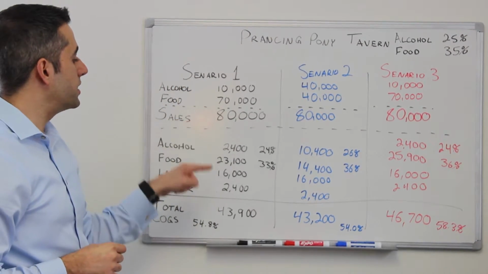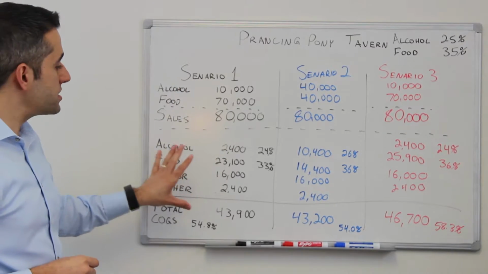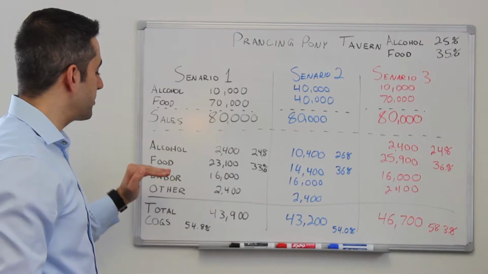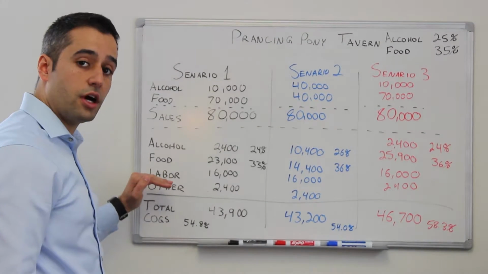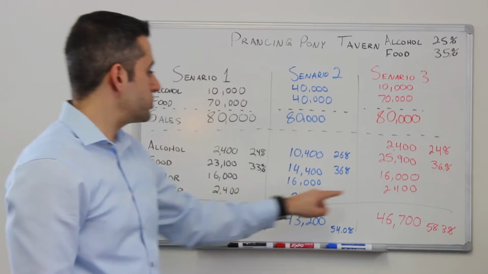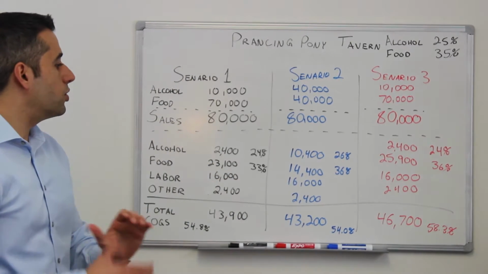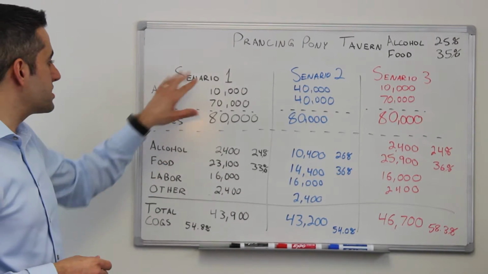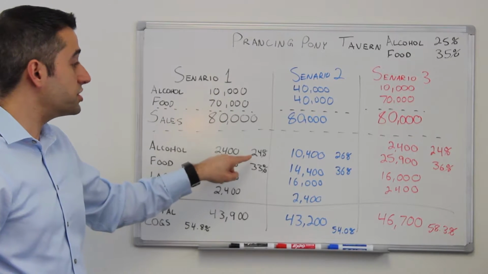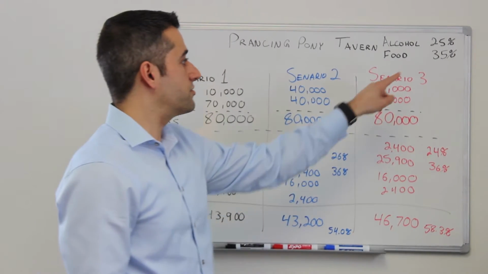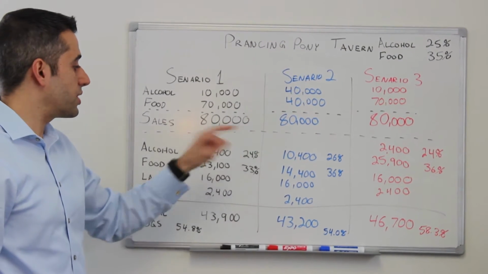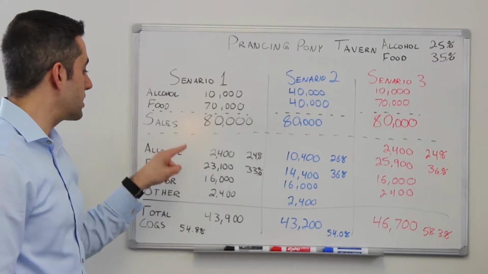We see in scenario 1 that we actually did pretty well. And across these 3 scenarios, what we've done to make things easy is we've kept labor the same and we've kept other costs the same. So 16,000 across the board and 2,400 across the board. Now, we've varied our alcohol, and we can see that our alcohol costs compared to our alcohol sales, we actually did pretty well. We were under our target cost of goods, which was 25%, and we did, in this month, 24%. So we got 1% profit from this profit center.